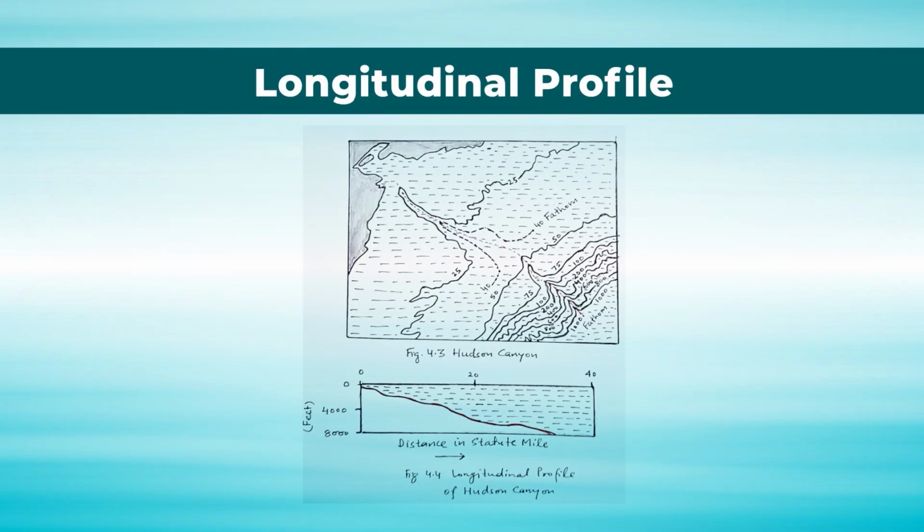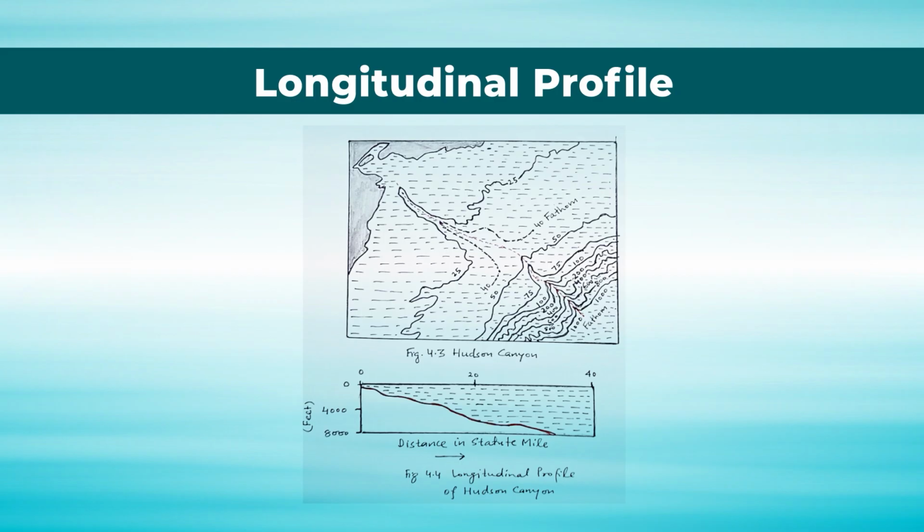As I told you, longitudinal profile represents the height or depth from head to mouth. So in this figure you can see part A, that is figure number 4.3, represents the map of the coastal area, and figure number 4.4 represents the longitudinal profile. In this map you can see some lines, like normally we come across these lines and we call them contours in geomorphology. Contours, I hope all of you know, contour is a line joining the places of same height.